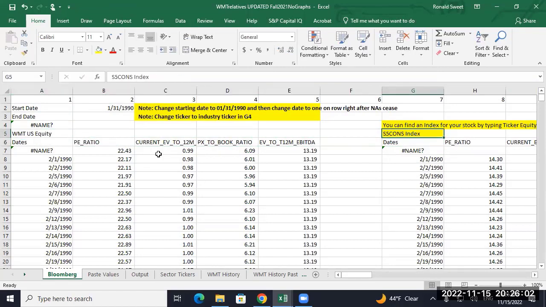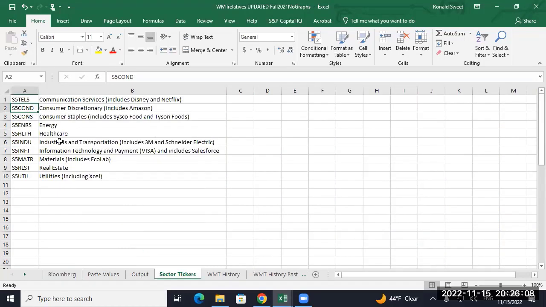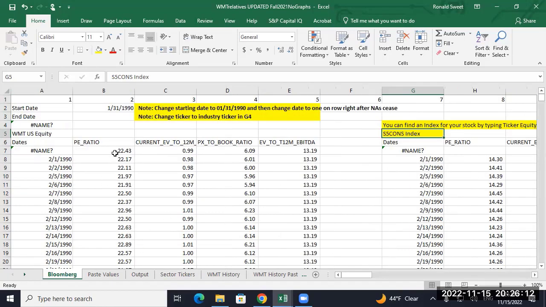And you put your industry ticker in there. So you're comparing to your industries. I got a list of the industries. Sector tickers right here. So you have all your sector tickers. It will bring in the PE ratio, EV to sales, price to book, EV to EBITDA for your company, for your company's industry, and for the S&P 500.